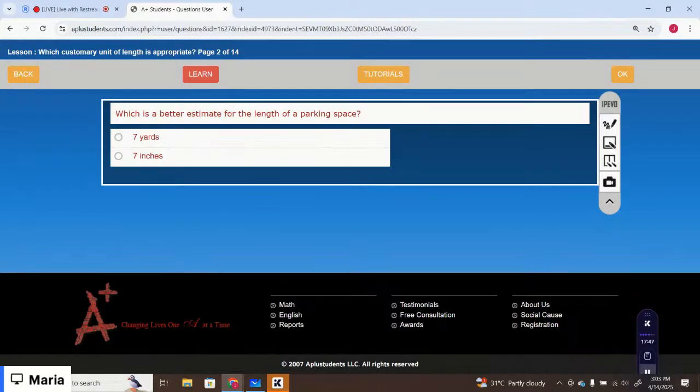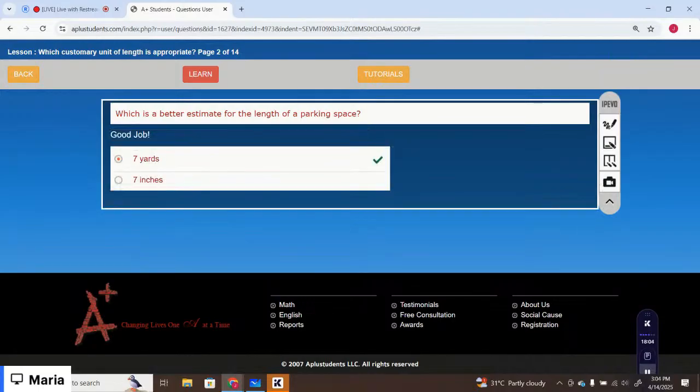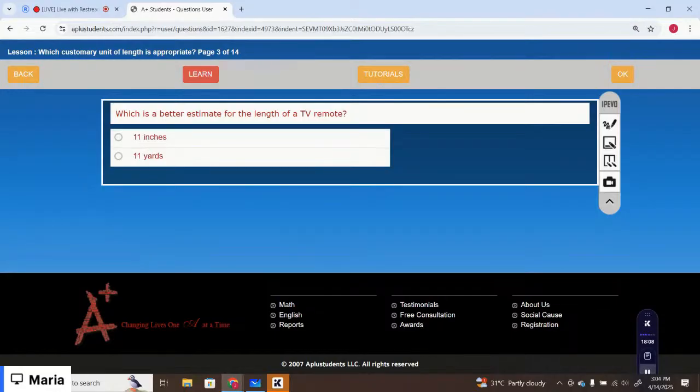Which is a better estimate for the length of a parking space? 7 yards or 7 inches? That is the length of the parking space, right? So it must be 7 yards, right? 7 inches is too small for the length of the parking space. The basic thing here is you need to learn about the different units. You have to see which unit is used to measure the small things and which one is used to measure the large things.